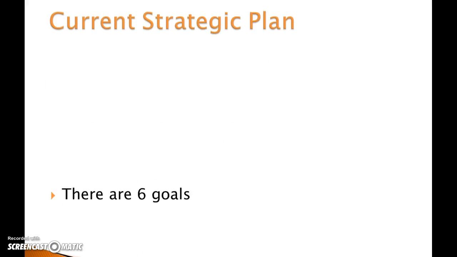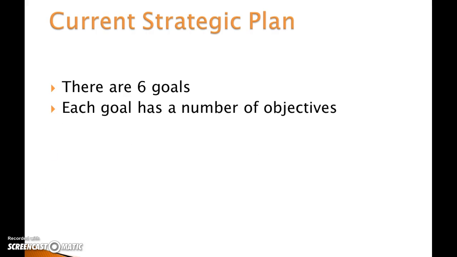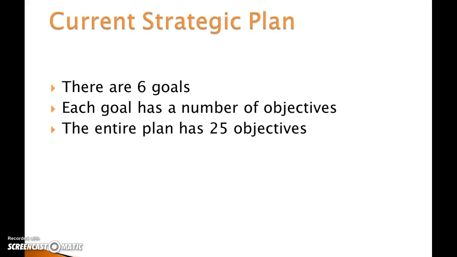Our current strategic plan has 6 goals. Each of those goals has a number of objectives. In total, the entire plan has 25 objectives. Rather than having every single program address many of the different objectives in this plan, we decided to have them really narrow their focus onto the 3 that their program specifically addresses.